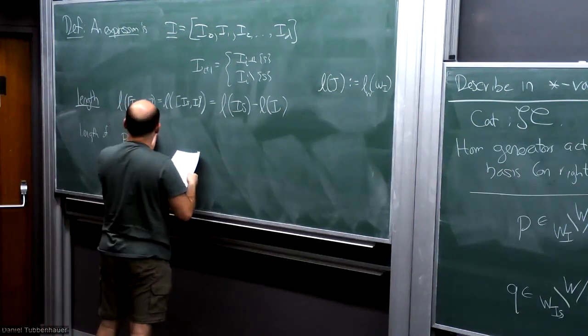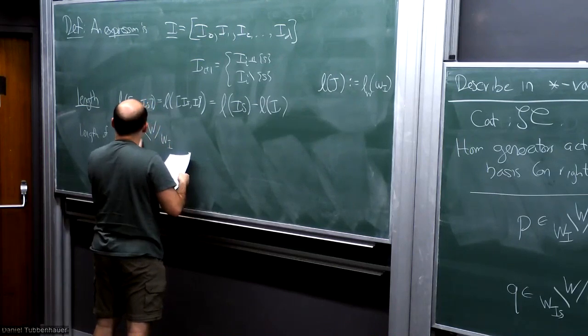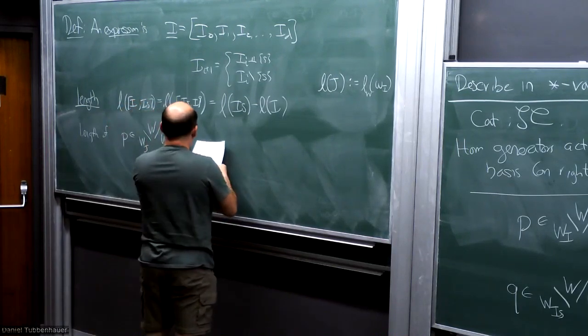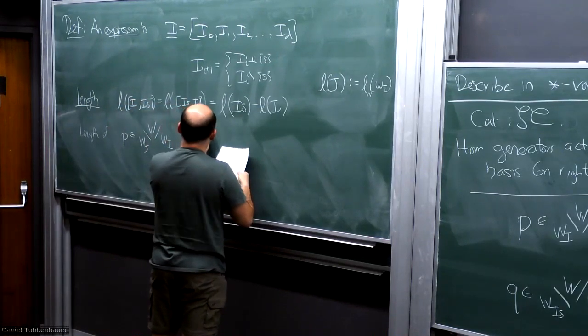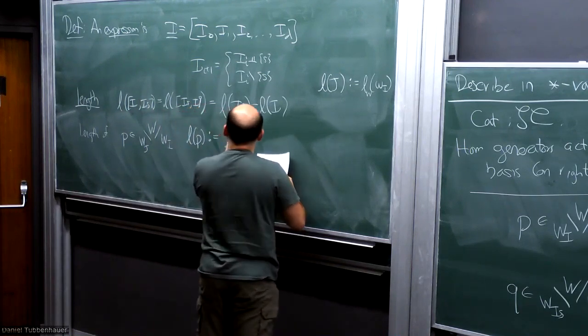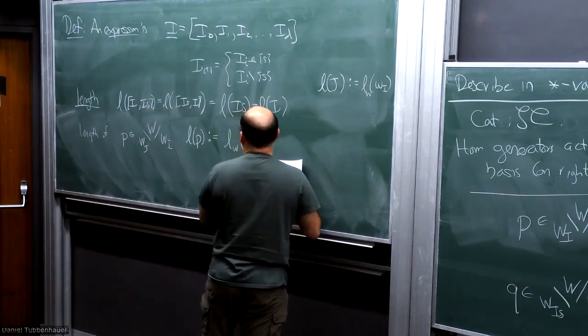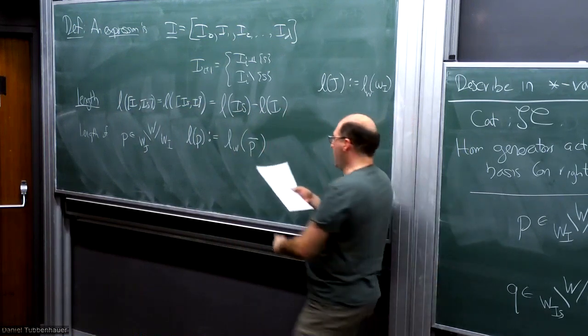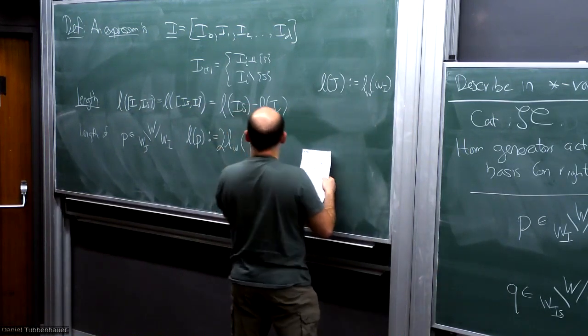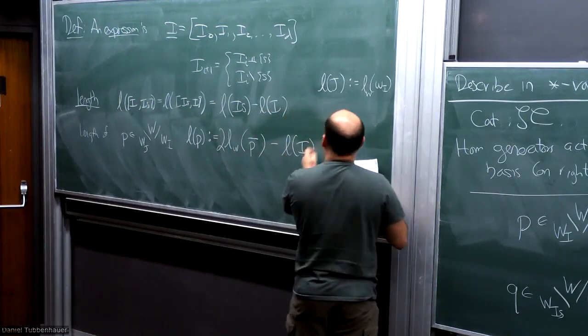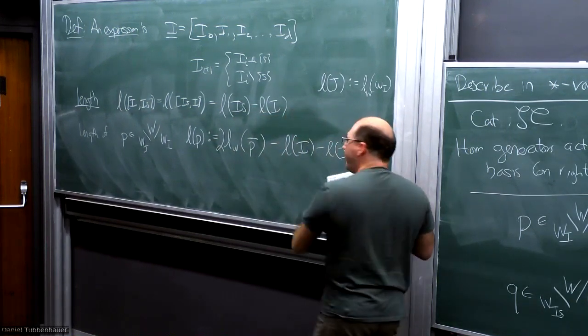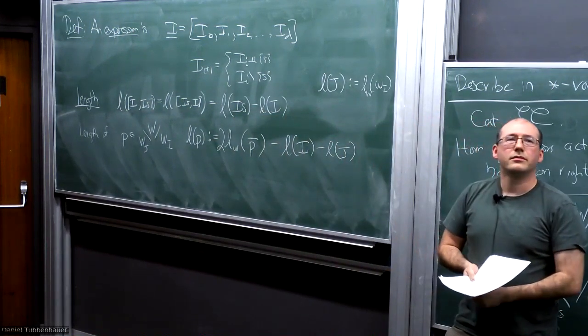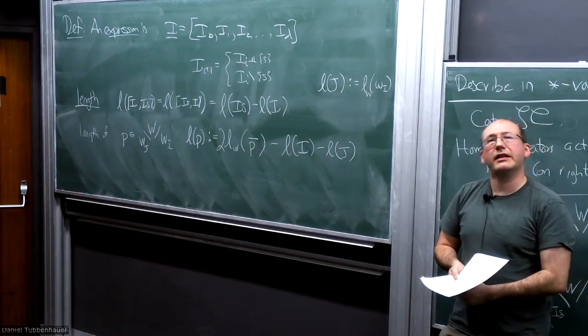So if I have an element of this double coset, then the length of the coset I'm going to define to be the usual length of the maximal element, maximal in the Bruhat order. Then I'm going to double that, and then subtract the length of I. That's what I'm going to define the length of the coset to be.